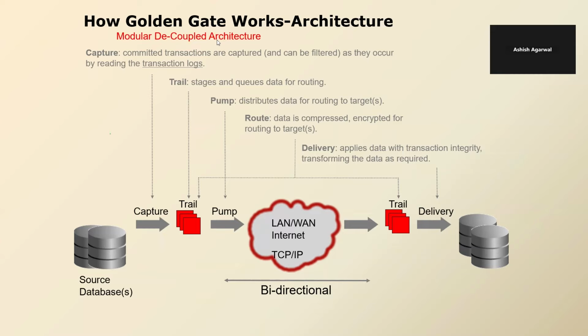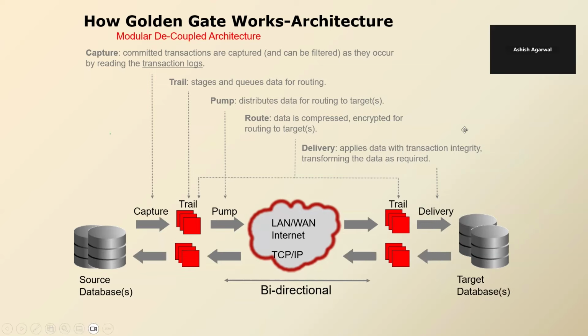These are the three processes which are responsible for Oracle GoldenGate replication, and this is how your data flow would happen in your environment. GoldenGate also supports bidirectional replication. So in bidirectional, you will have your extract.